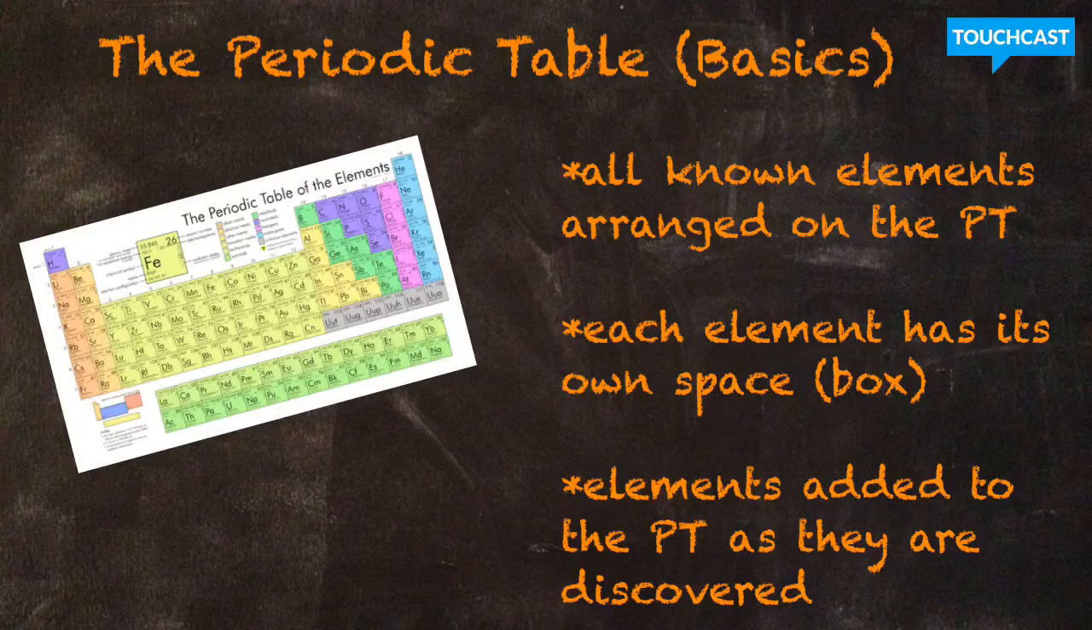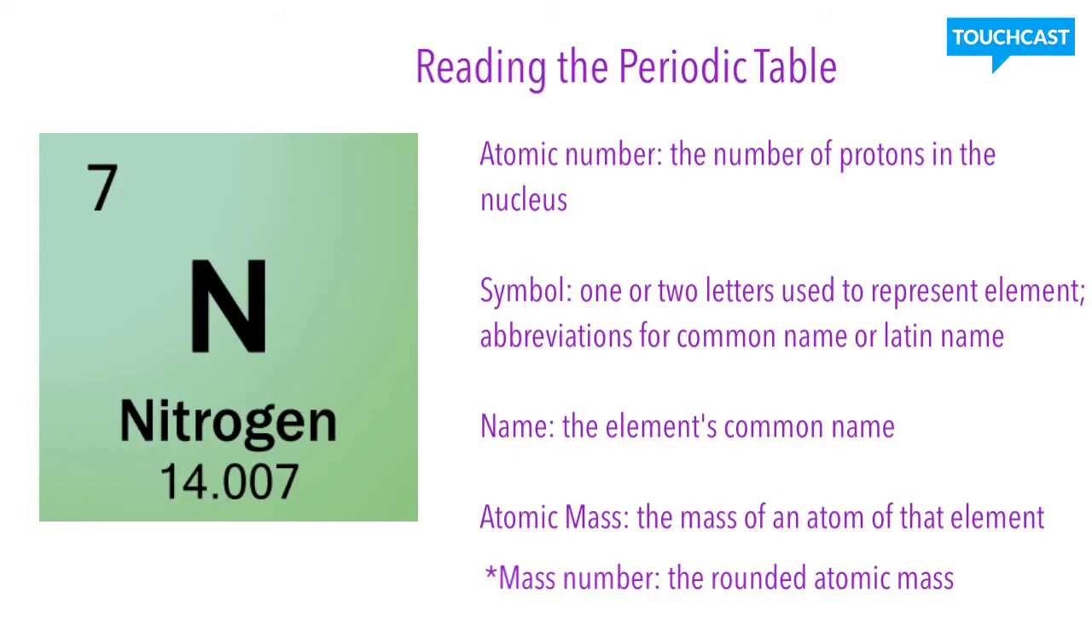Alright, moving on to some periodic table basics. The image you see here is a periodic table. No, you do not have to write it down. You will get plenty of them in class. Some things to know about the periodic table. We will go into a deeper discussion on it in class, but you should know that all known elements are arranged on the periodic table. Each element has its own particular space or box on the periodic table, and elements can be added to the periodic table as they're discovered. So the periodic table that we were using 10 years ago is not the same as the one that we're using today.